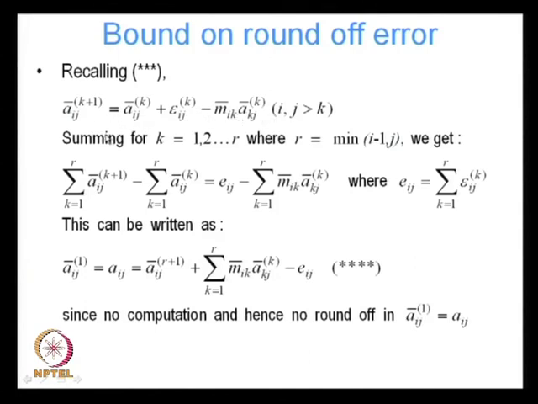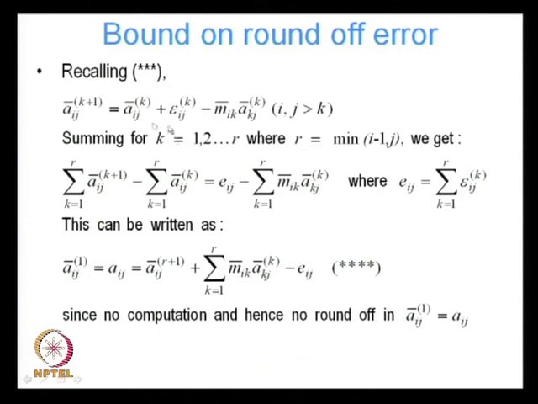If we sum this expression for k equal to 1 to r, where r is the minimum of i minus 1 and j, i being the row index, j being the column index, we are going to get the sum over k equal to 1 to r of ā_ij^(k+1) minus the sum over k equal to 1 to r of ā_ij^(k) is equal to e_ij, where e_ij is basically, I am summing this term from k equal to 1 to r, e_ij minus the sum over k equal to 1 to r of m̄_ik ā_kj^(k).